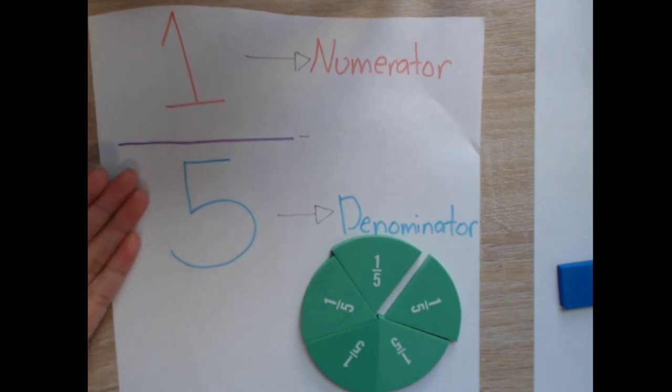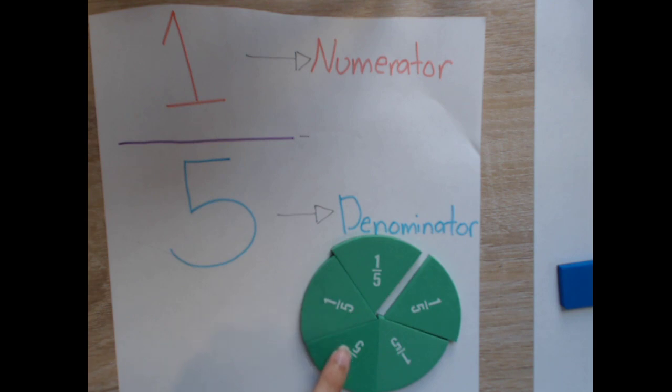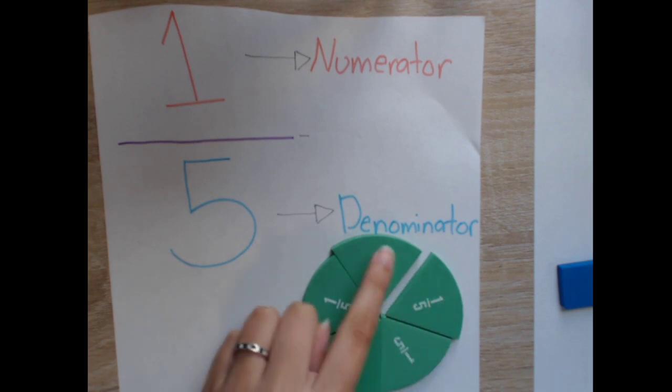The bottom is called the denominator. This tells you how many equal parts or pieces the whole has been broken into. For example, if the denominator is 5, that means the whole is broken up into 5 equal parts. 1, 2, 3, 4, 5.